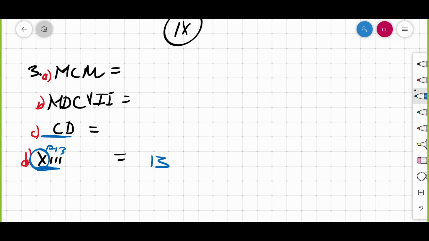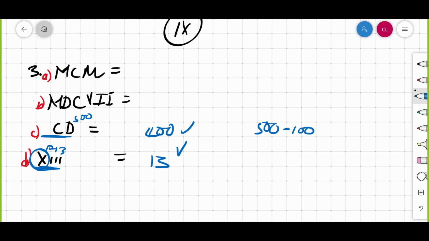What about C? What's C? 400. 400 is correct. Okay, because this will be what? 500 take away 100, because the rule says that when a letter of larger value has a letter of lesser value on the left, we are going to take this lesser value from the larger value. So that's how we get the 400.